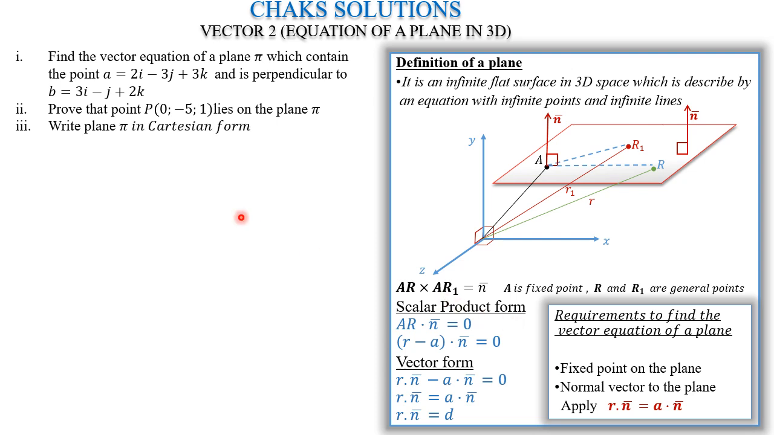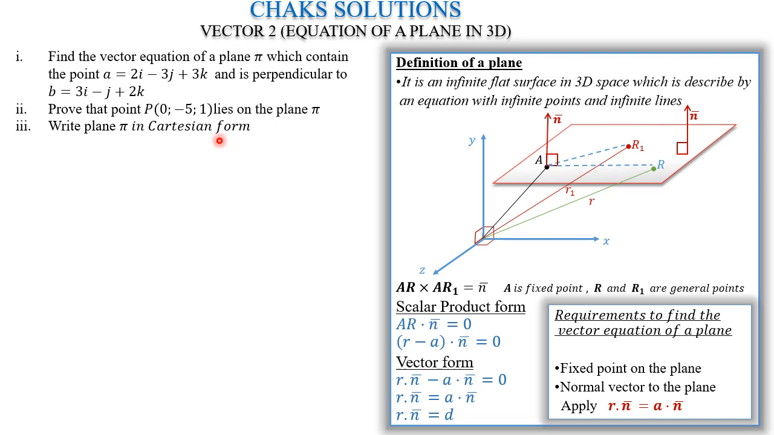You can see they are saying: find the vector equation of the plane pi, which contains the point A equals 2i minus 3j plus 3k and is perpendicular to B equals 3i minus j plus 2k, and prove that the point P lies on the plane pi, and write the plane in Cartesian form. A plane can be represented by pi.